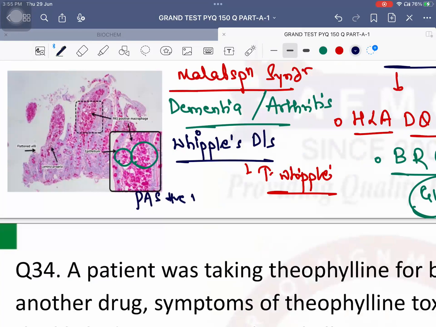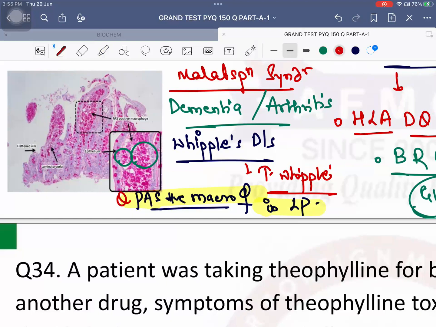Macrophage. So when these macrophages eat the bacteria and we use a PAS stain, they will turn PAS positive, that is pink in color. So these are PAS positive macrophages. In which layer? In lamina propria. So PAS positive macrophages in lamina propria are usually seen on duodenal biopsy in cases of Whipple's disease.